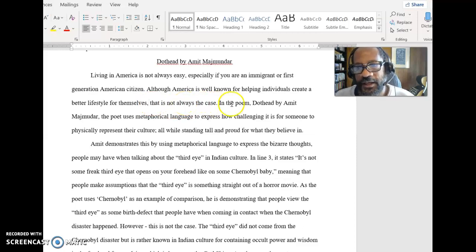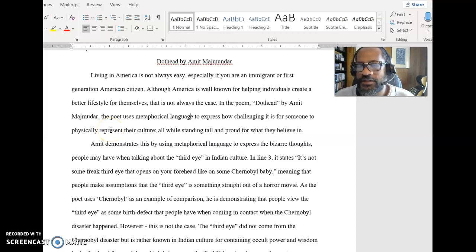In the poem "Dothead," we always quote the title of our poem, so if you see that in your draft, it should be quoted. In the poem "Dothead" by Amit Majmudar, the poet uses metaphorical language to express how challenging it is for someone to physically represent their culture, all while standing proud for what they believe in. And so what's good about this is the person mentions metaphorical language in their thesis, and they talk about the big idea, which is how challenging it is to physically represent their culture.